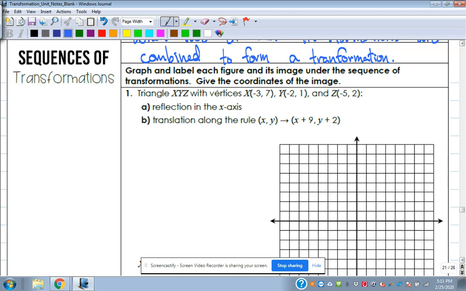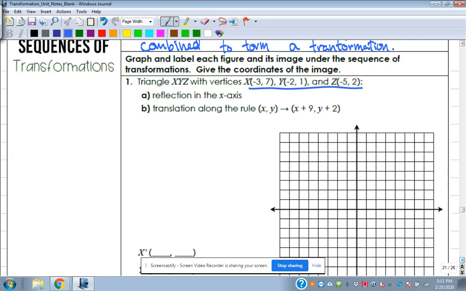So as in the past, I'm going to do my pre-image in blue. So I'm going to go to -3, 7. And that's point X. And Y is at -2, 1. And Z is at -5, 2. And I'm going to draw that pre-image.